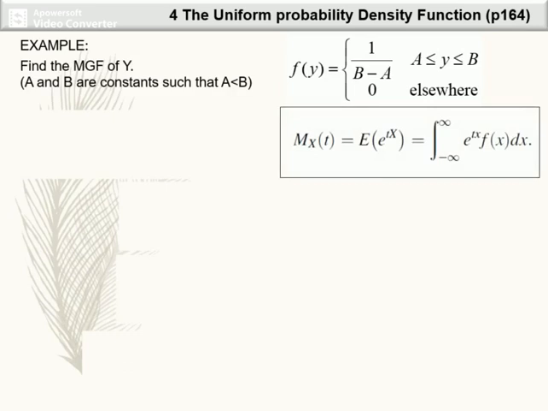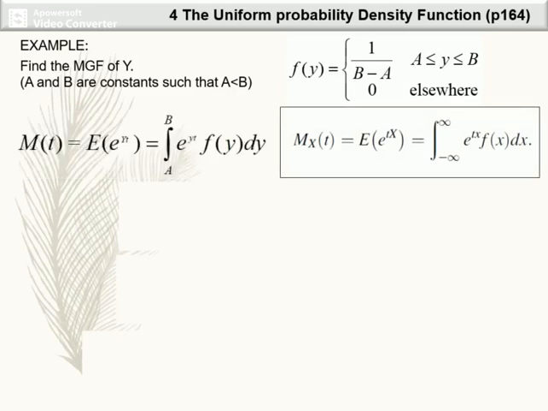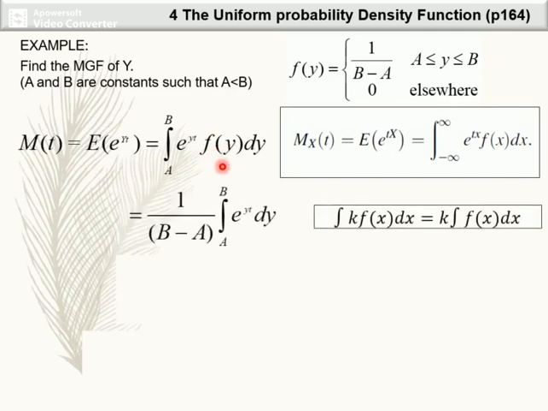Naturally, you start off by applying the definition. So this is directly that. And now if you substitute fy, then you literally end up just copying that function. This function is a constant, so you're allowed to just take it out. That's from this property here. So inside, you're just left with the integral from a to b of e to the power of yt dy.